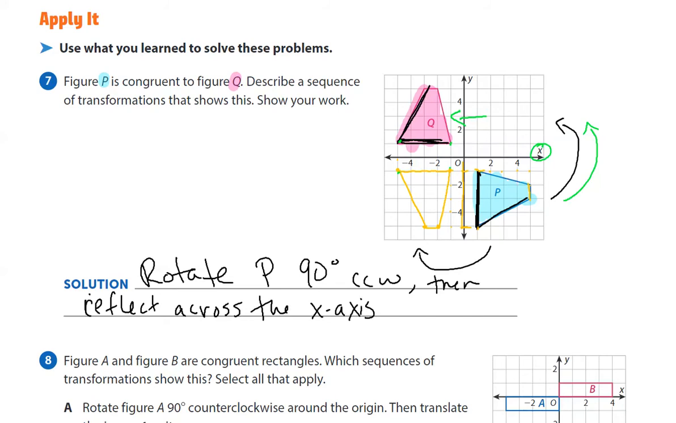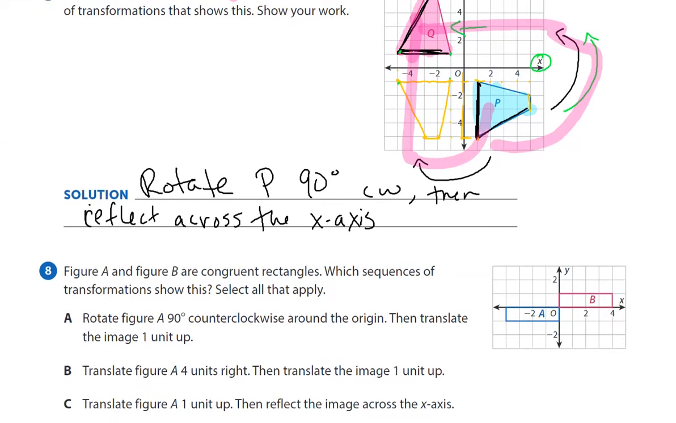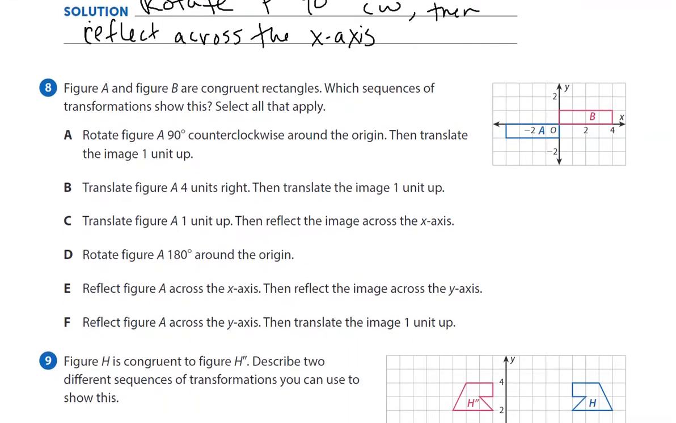You could have also done it the other way, 90 degrees. I said it wrong. There we go. So 90 degrees clockwise and then across the x-axis, or 90 degrees counterclockwise and then across the y-axis. Your choice. All these exciting choices you get.